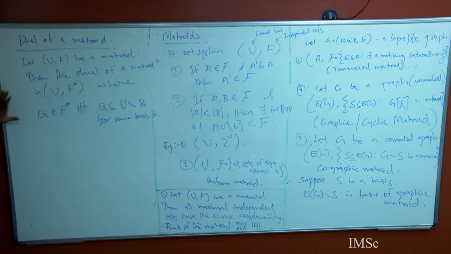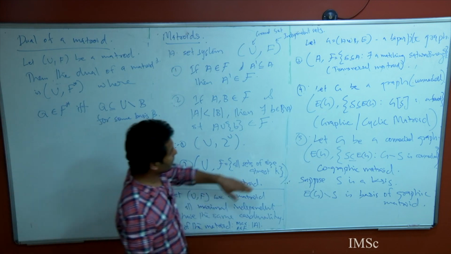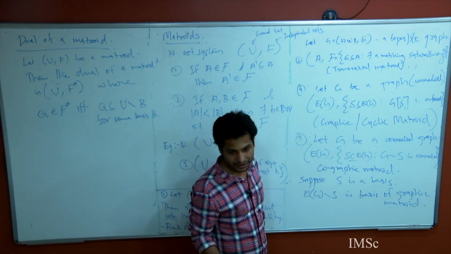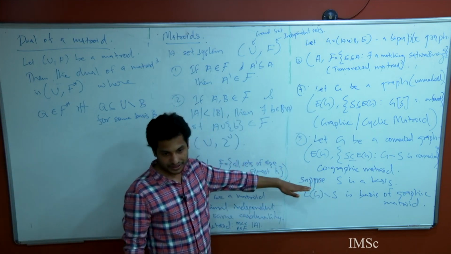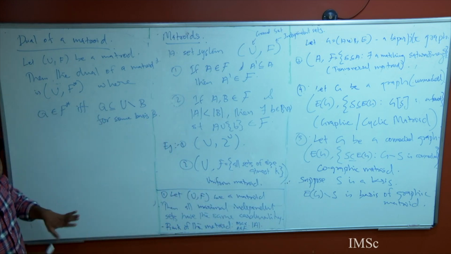And one can show that this is also a matroid. Okay, and one example of this is graphic and co-graphic. You already saw it, right? Both of them are matroids.